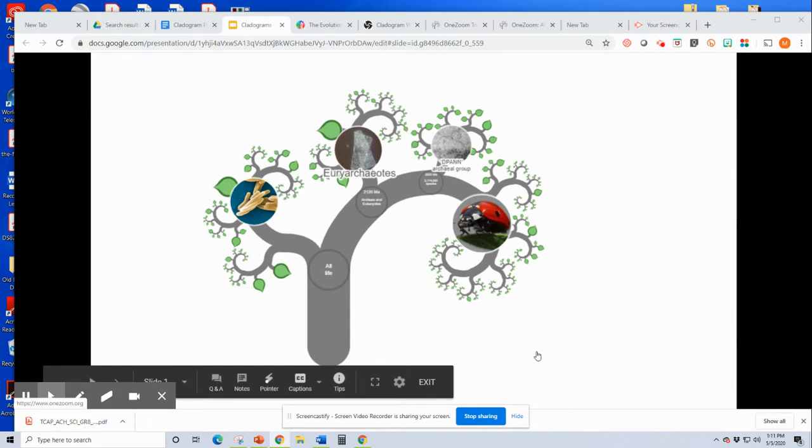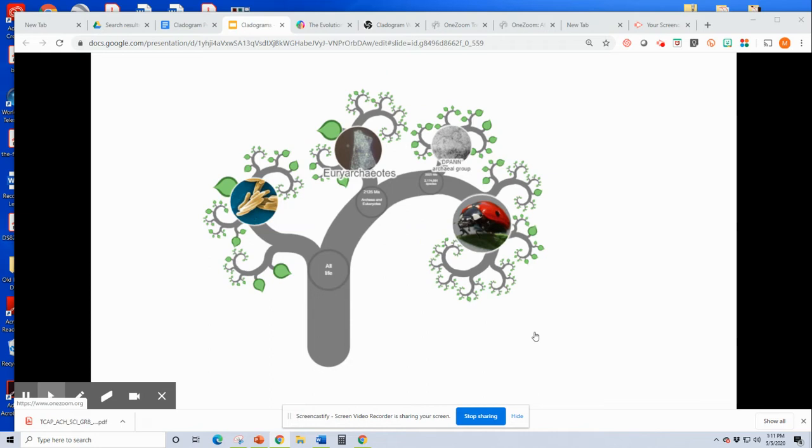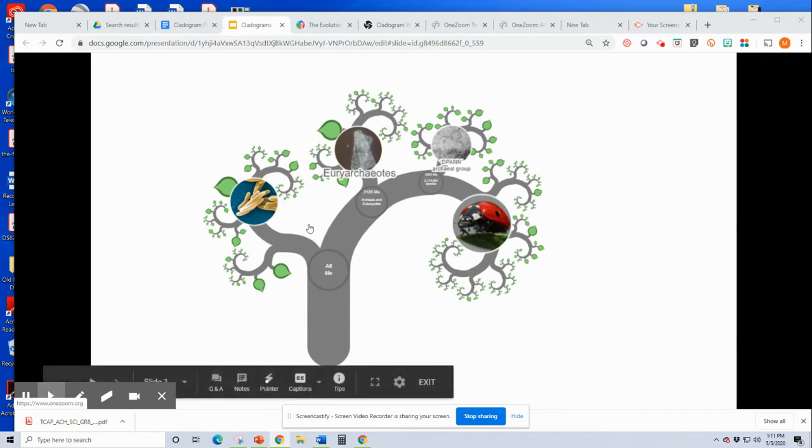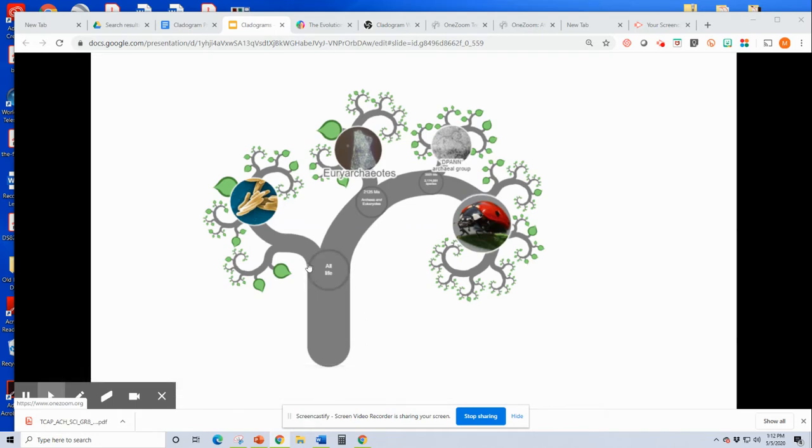All right. When we started this unit on the theory of evolution, one of the questions we asked you was, why do people always talk about this tree of life thing, and why is that an analogy for evolution? And so here's a tree of life. You notice that on this tree, we've got a couple of different things represented. And then right here at this point, it talks about all life.